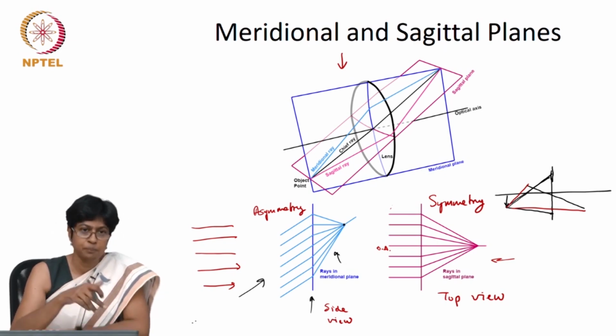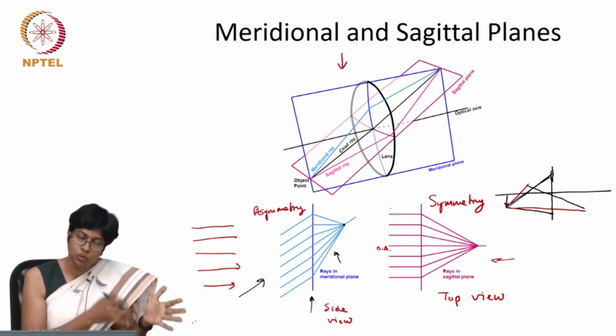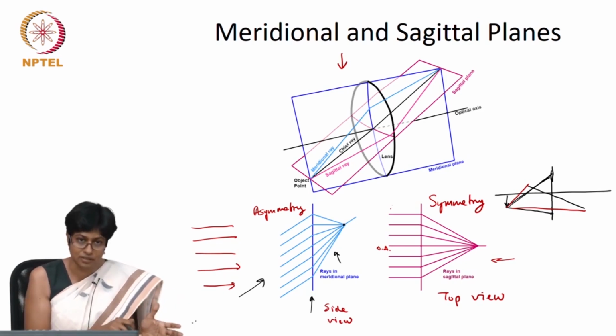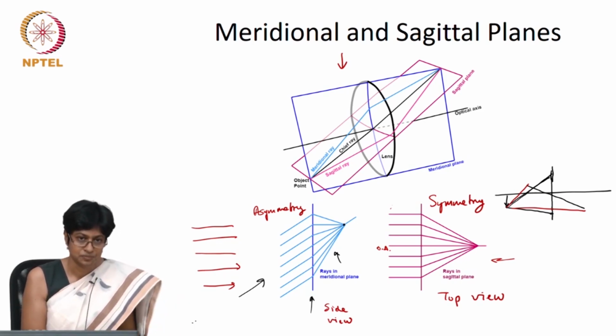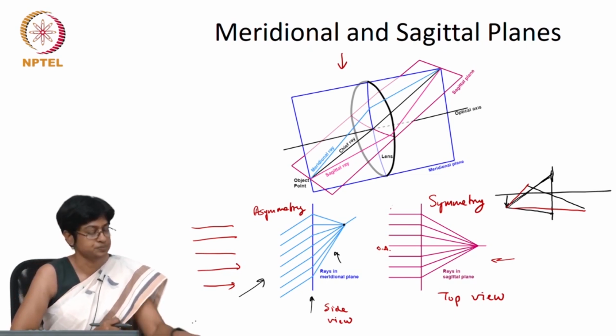So in fact, I broke up the aberrations into monochromatic and chromatic, but in monochromatic, we will first look at the on-axis aberrations and then we'll look at the off-axis aberrations. You had another question? No.